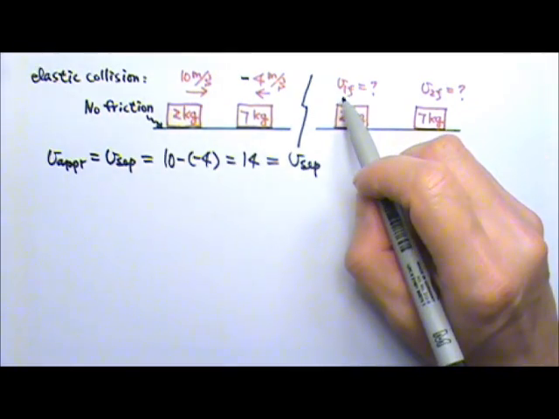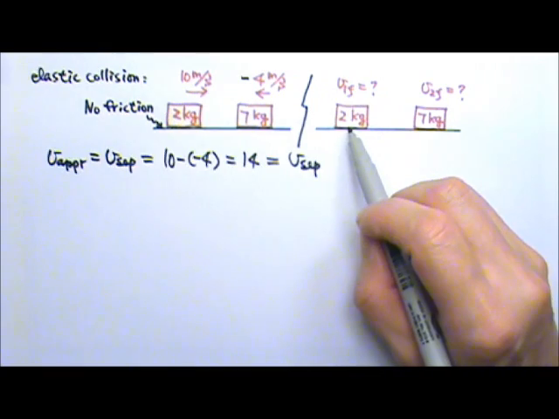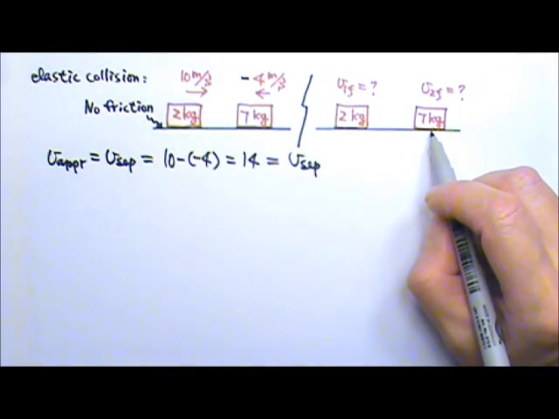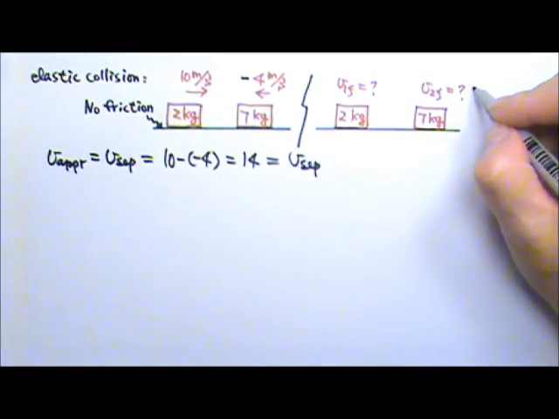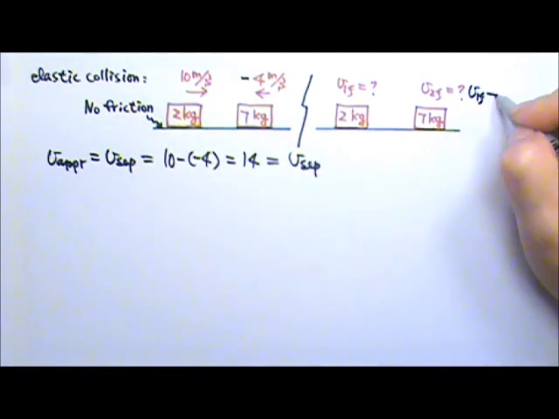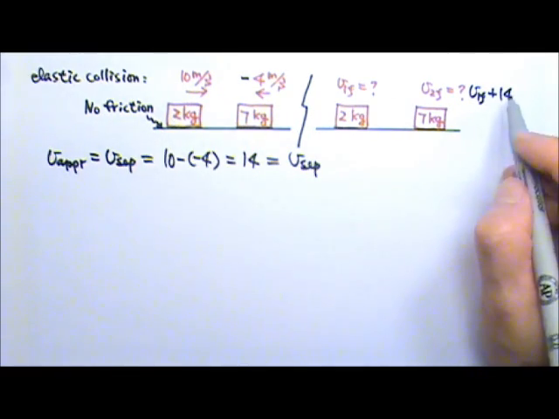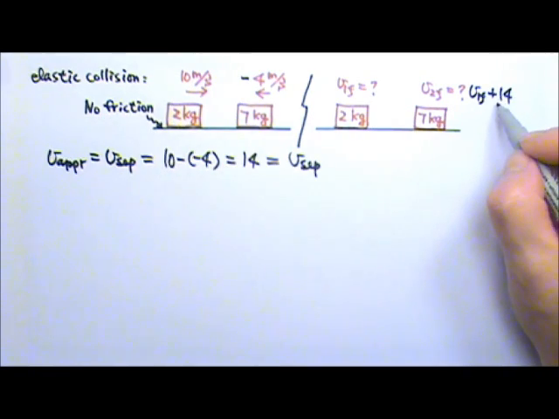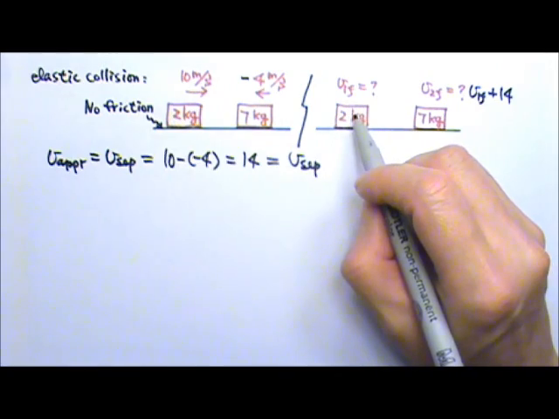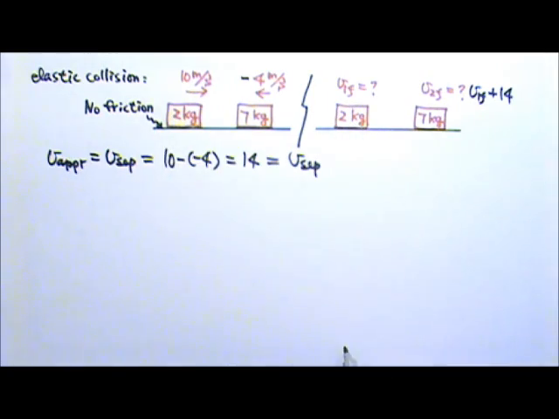which means if v1f is the velocity of the 2 kilogram at the end, the one in the front must have a velocity that is v1f plus 14, because the one in the front has to be 14 faster, or more accurately, 14 more positive in velocity than the block in the back. So now we have only one unknown. That means we need to write one equation.